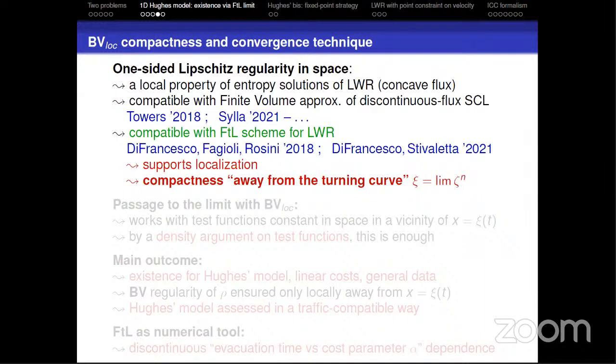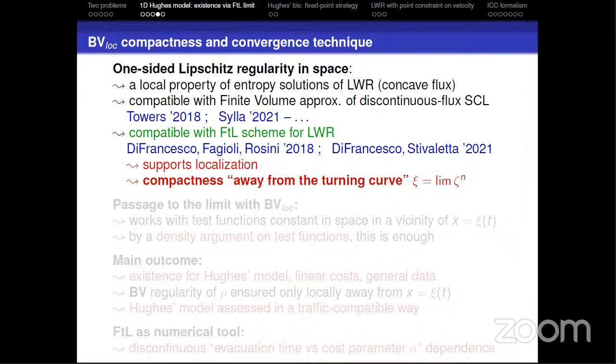And the point is that this argument actually supports localization, so you don't need your whole particle system, you can just have a part of the particle system, which you can complement if you wish with some fake particles which do not count for the final result. And in this way, with a simple covering argument, you find compactness away from the turning curve, which means that finally you get compactness almost everywhere because the turning curve is of full codimension, is of dimension 1 in a two-dimensional space.